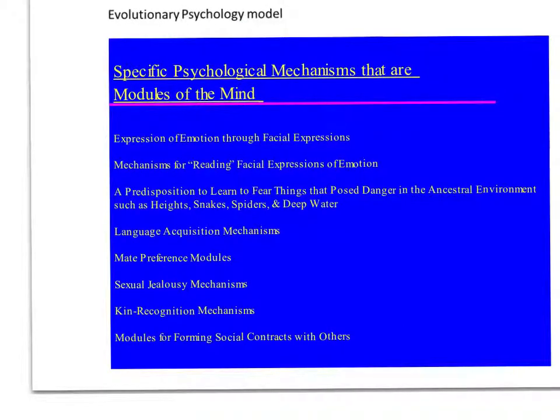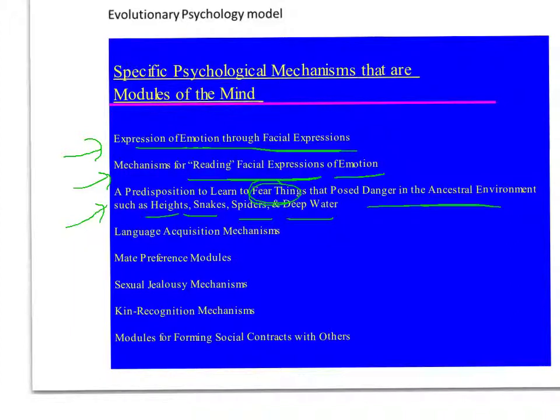Here now are some examples of these specific modules. Expression of emotion through facial expressions, again controlled by a certain module in the brain. A mechanism for reading facial expressions and then determining emotion. This idea of having a predisposition to fear things without having to learn anything. There's an automatic fear of things like snakes, heights, spiders, and even deep water. Again, the idea is that these posed a danger in the ancestral environment.